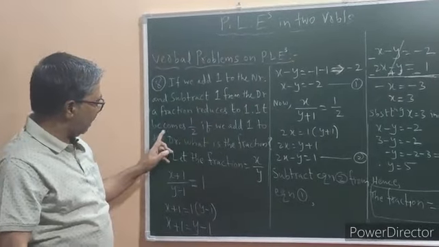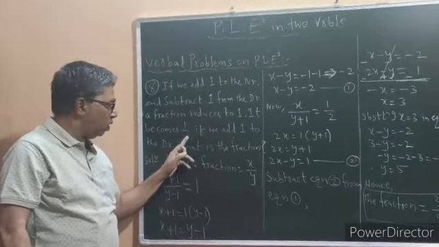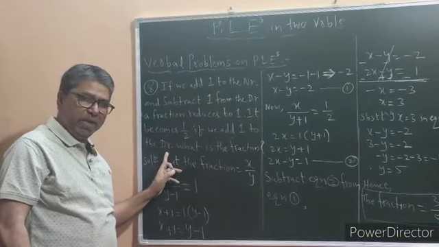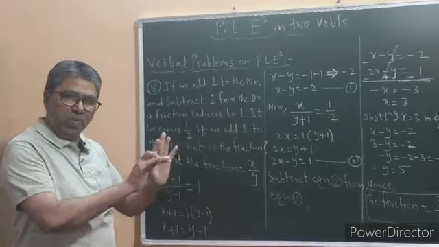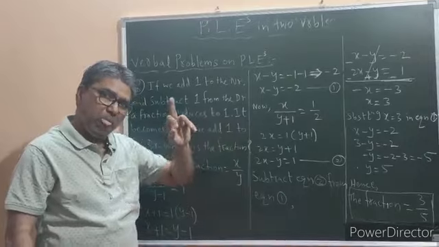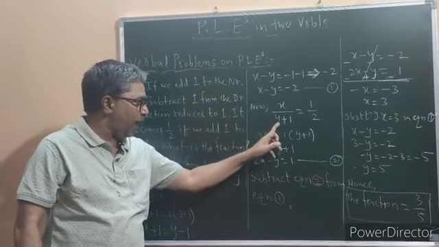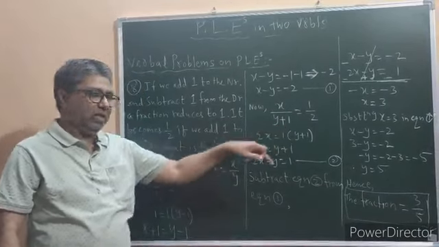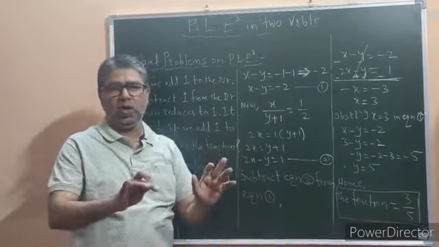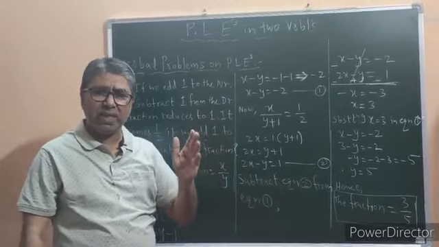Now read the next sentence. It becomes 1 upon 2 if we add 1 to the denominator. So numerator will be as it is. Now x upon, we are adding 1 to the denominator, that is y plus 1. X upon y plus 1 is equal to, the equation becomes 1 upon 2, you have to write. Now simplify this to get equation number 2.